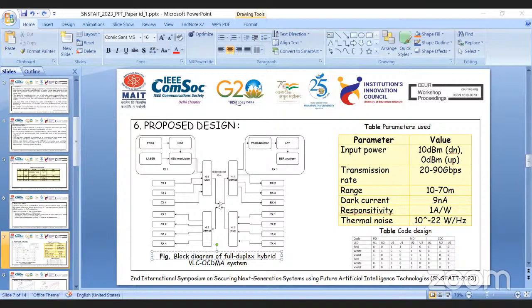This is the performance parameter I have used. Input power I have used for the transmitter is 10 dBm for downstream and 0 dBm for upstream.